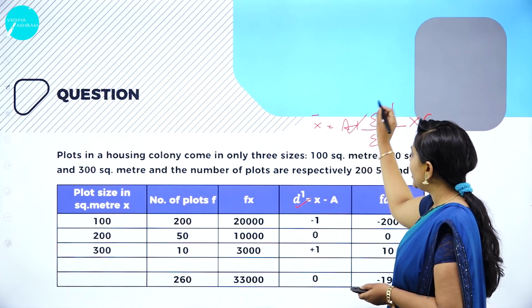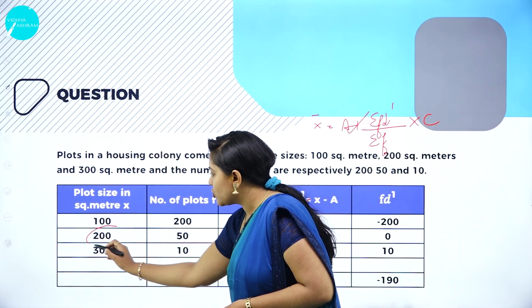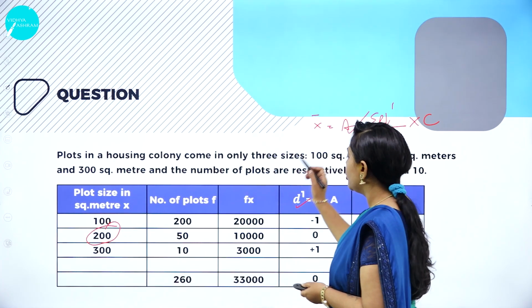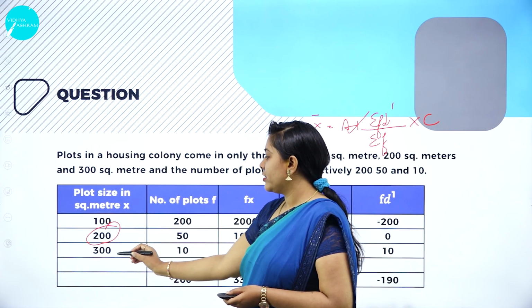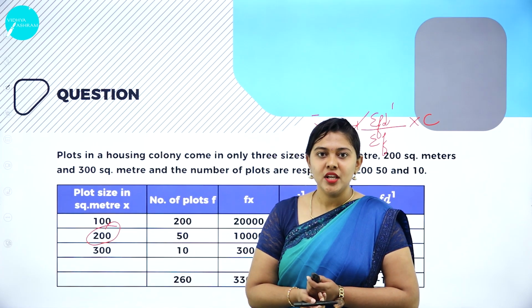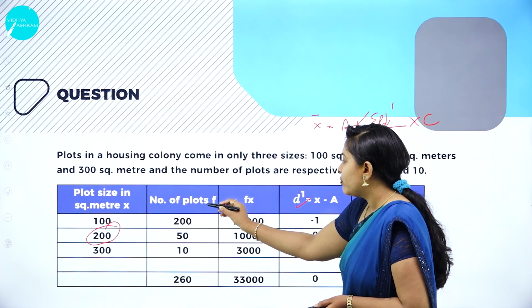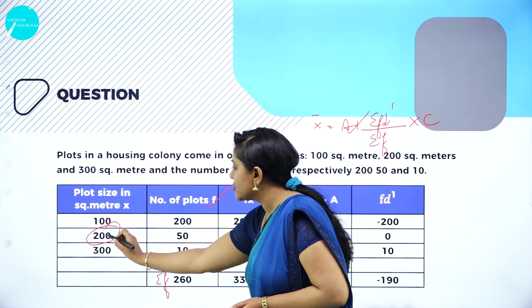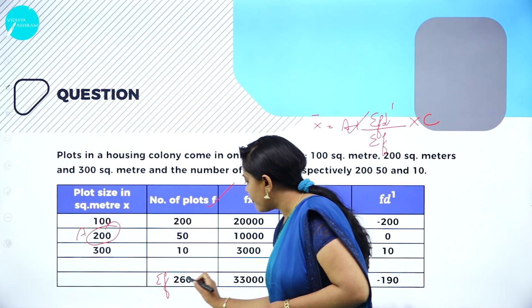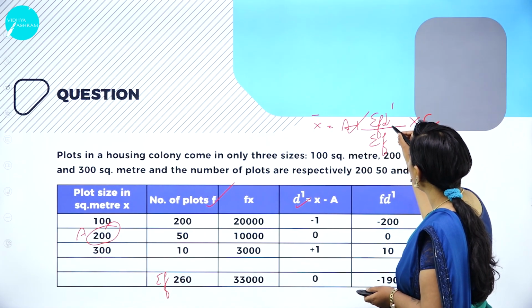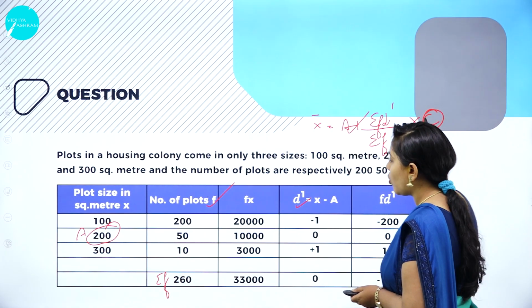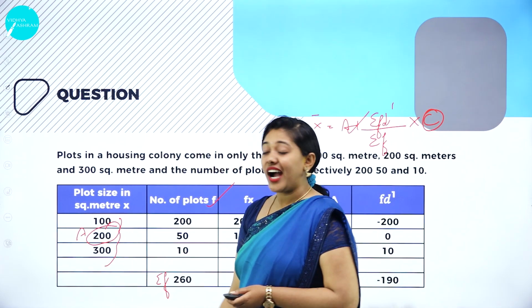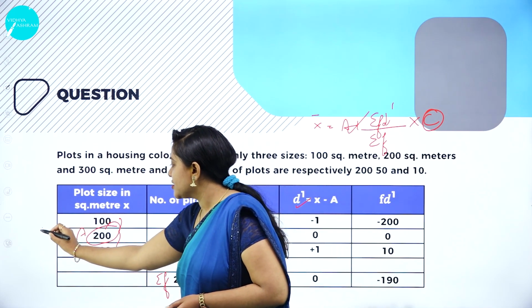So the assumed mean is known to us. Any arbitrary figure in the X, you can take it as the assumed mean. You can take 100 also, you can take 200, 300, but the answer will be similar. And the number of plots, F, is there, sigma F is known to us. So A is 200, sigma F is 260. What do we have to find out now? The common factor. What is common in these numbers? It is 100.